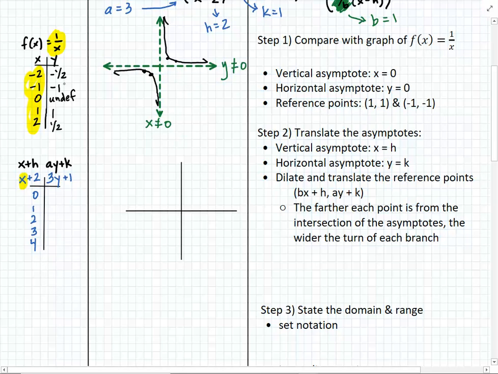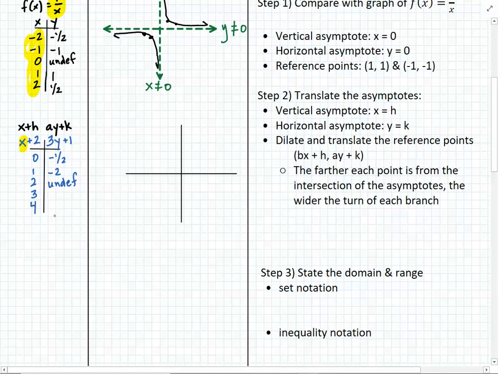And multiplying by 3, this isn't going to be too fun. Negative 1/2 times 3 is negative 3/2, plus 1 is negative 1/2. Negative 1 times 3 is negative 3, plus 1, excuse me, is negative 2. Undefined, well, that's going to continue to be undefined right there then. And you substitute those other points. I'll do the number crunching for you. You got 10 and 2.5.